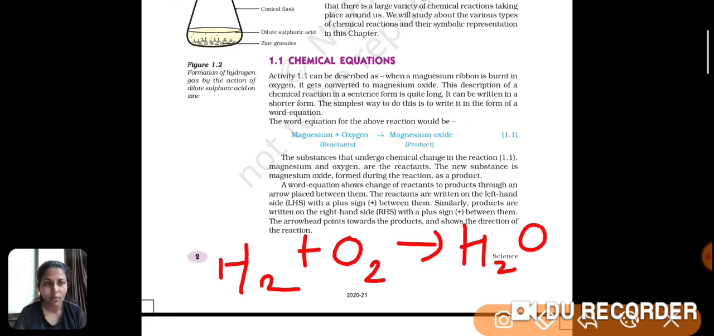A chemical equation having an equal number of atoms on both sides, meaning on the reactant side and the product side, is a balanced chemical equation. If both the reactant side and product side have the same number of atoms, it is a balanced chemical equation.